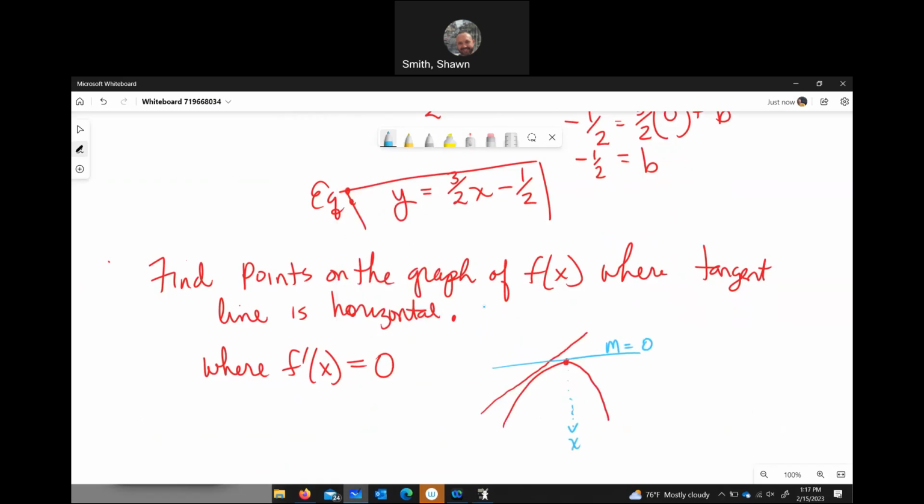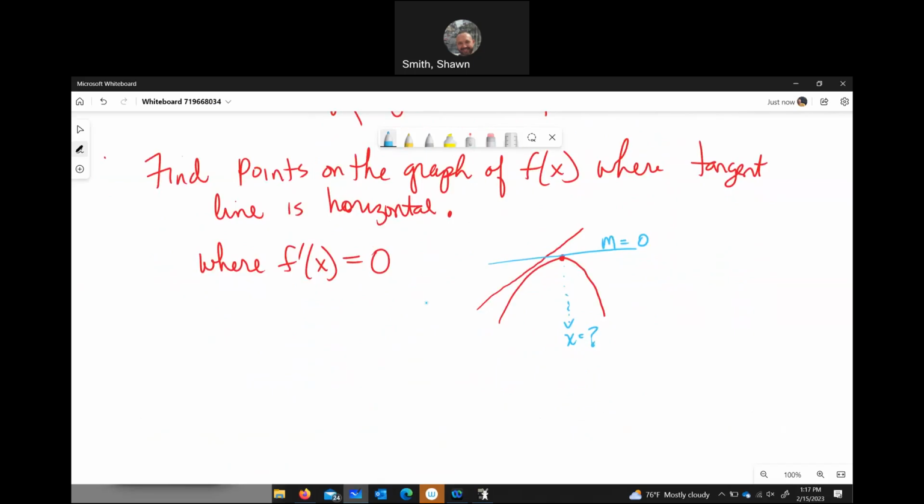What x value? Well, if I set the derivative equal to 0, right? So f prime of x equals 0, which is f prime of x is 2 minus 1/2 e to the x.